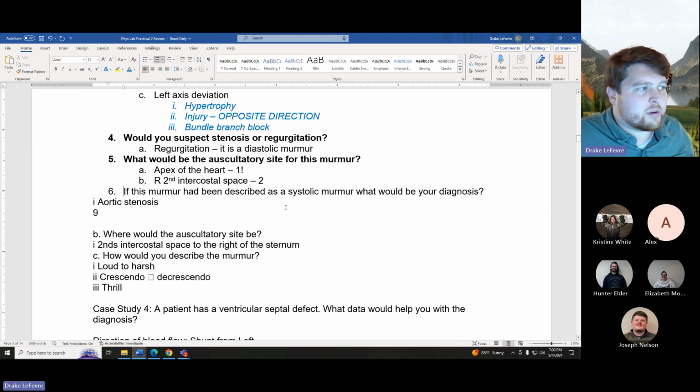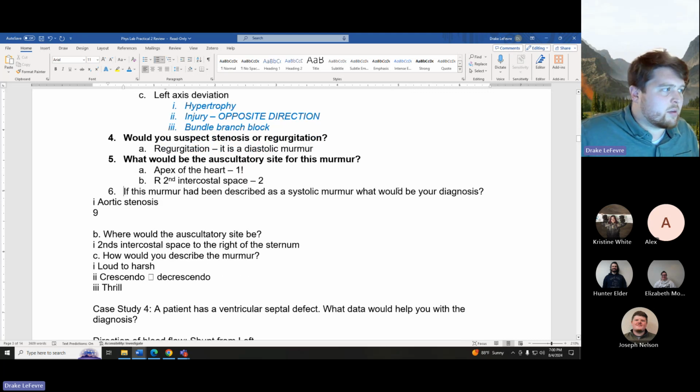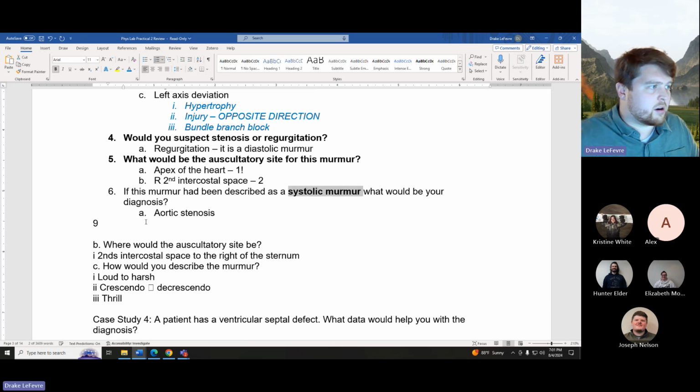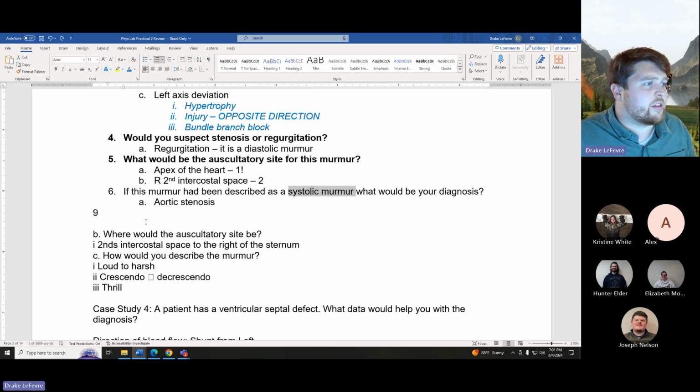Okay, if this murmur has been described as a systolic murmur, what would be your diagnosis? With all of the same findings and everything, you'd have to go with aortic stenosis.